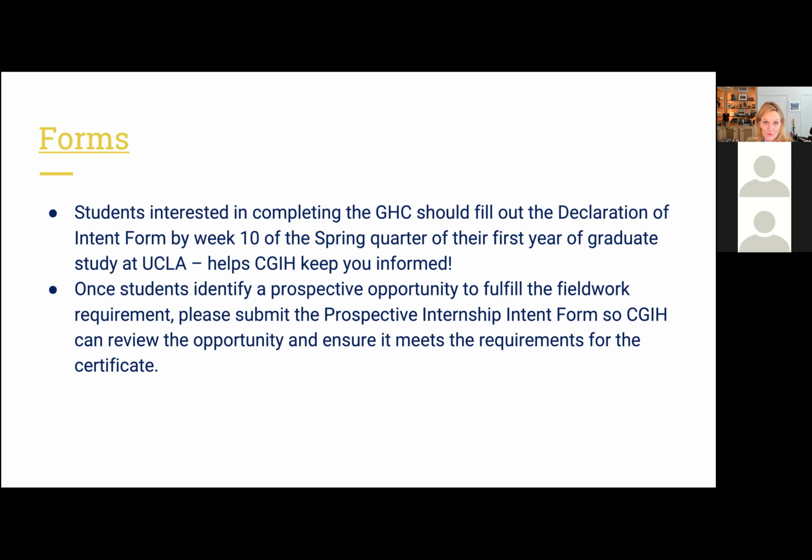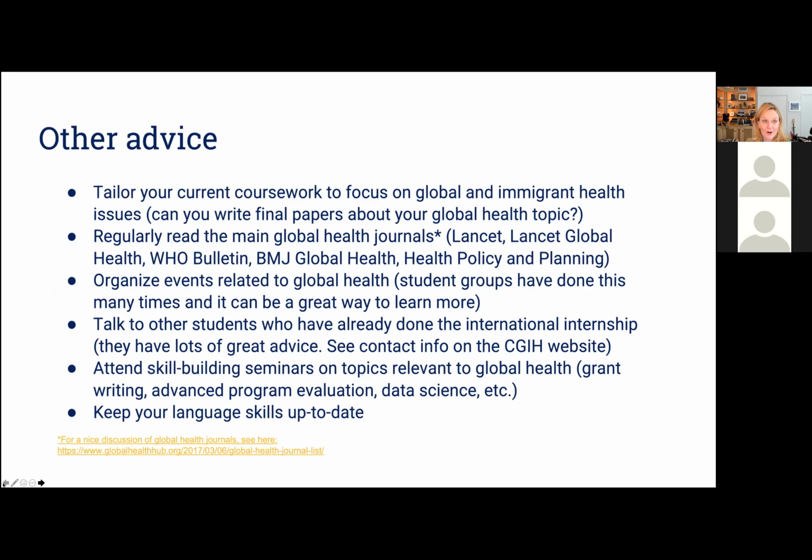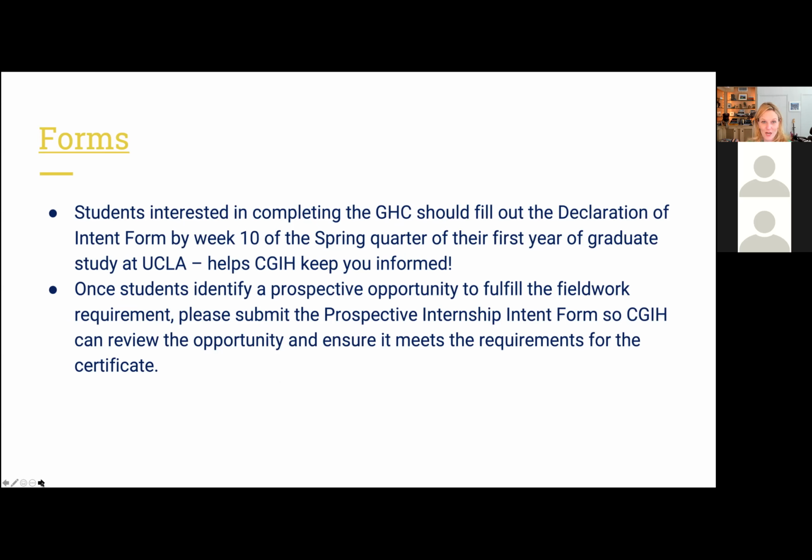It just really helps us understand who's interested and what people's plans are. Once you've identified an opportunity for fieldwork, also please submit that intent form for your prospective internship so we can review it and ensure that it also meets the requirements for the certificate. These things are not required, but they will save you some time and hassle if you know in advance if this actually fits, because we can also help you shape it and maybe tweak it slightly so that you are able to meet those requirements.